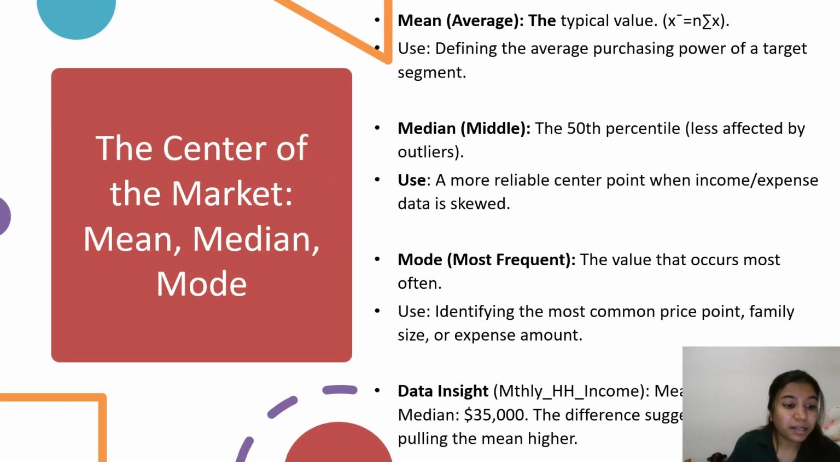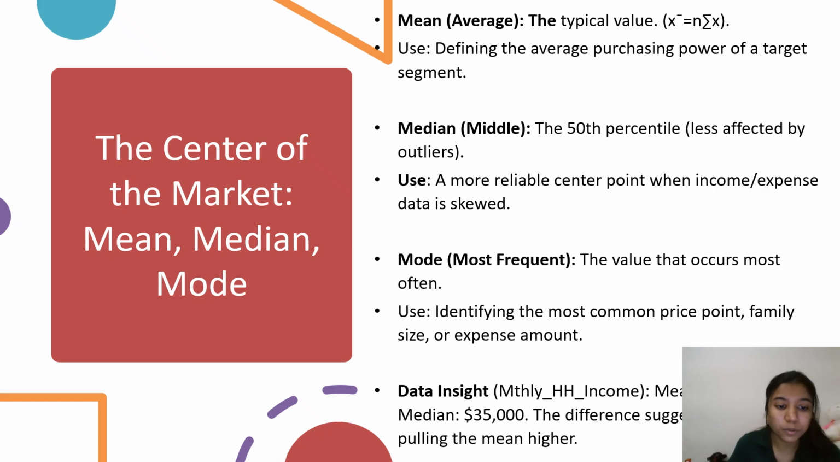Okay, so let's start with the center, and this includes mean, median, and mode. The mean is nothing but the average, which is the sum of all observations divided by the number of observations. So I've shared an Excel. In that Excel, if we see our monthly household income mean is around $41,558, and this is an average monthly income.